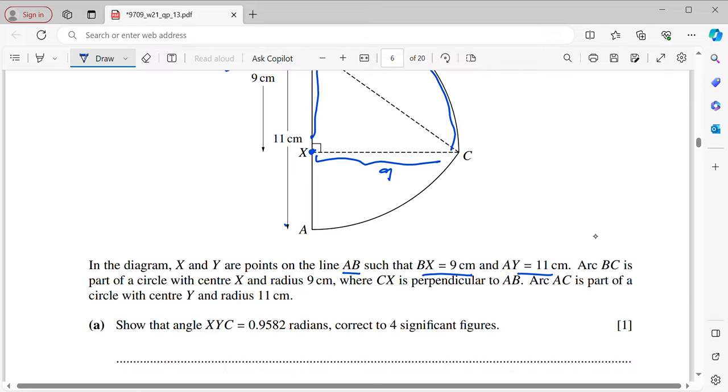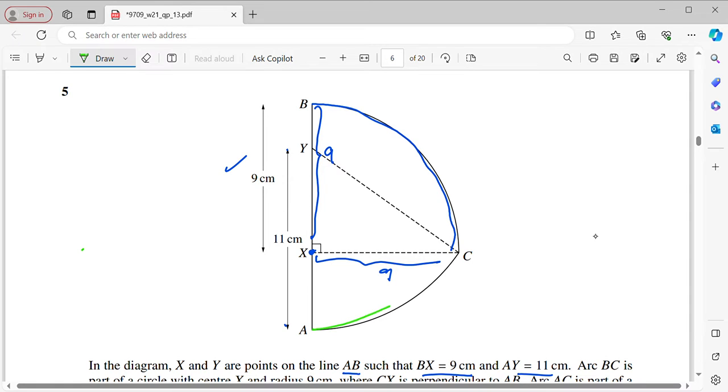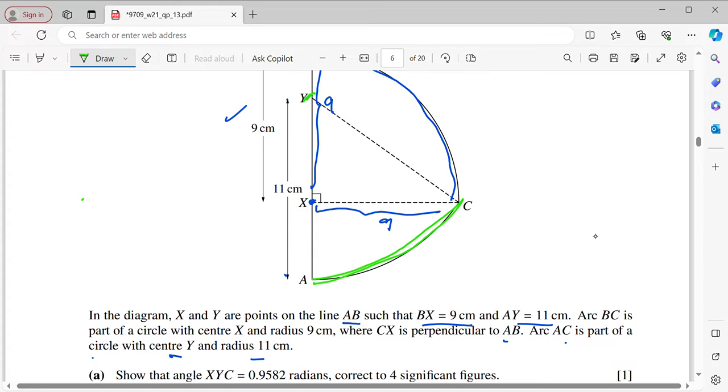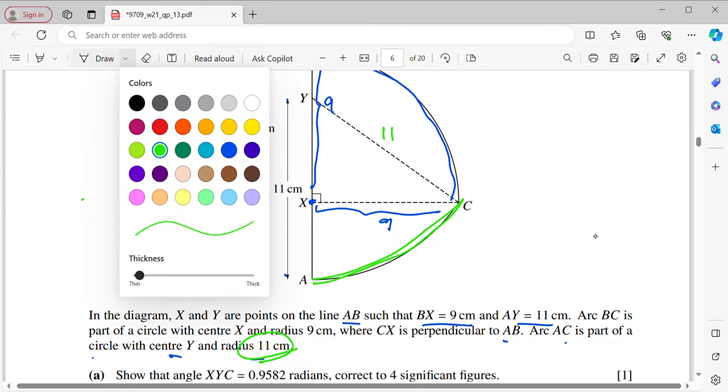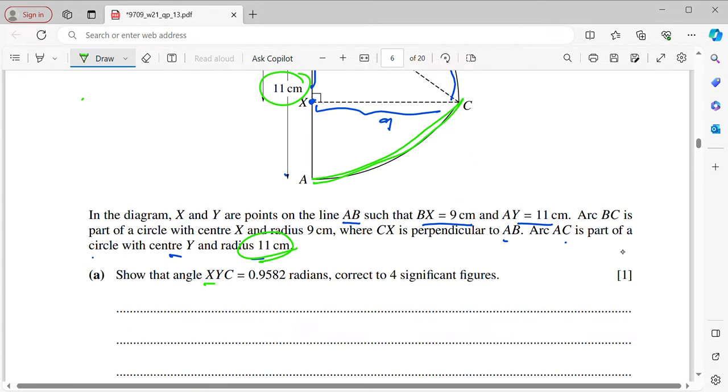Now, where CX is perpendicular to AB, arc AC is the part of circle with center Y and radius 11. Okay, so arc AC, this is the AC. Center Y, okay, this is the center Y. And the radius is 11, which means the YC is 11 and the YA is also 11. Okay, so now A, show that the angle XYC is this radians, correct to 4 significant figures.